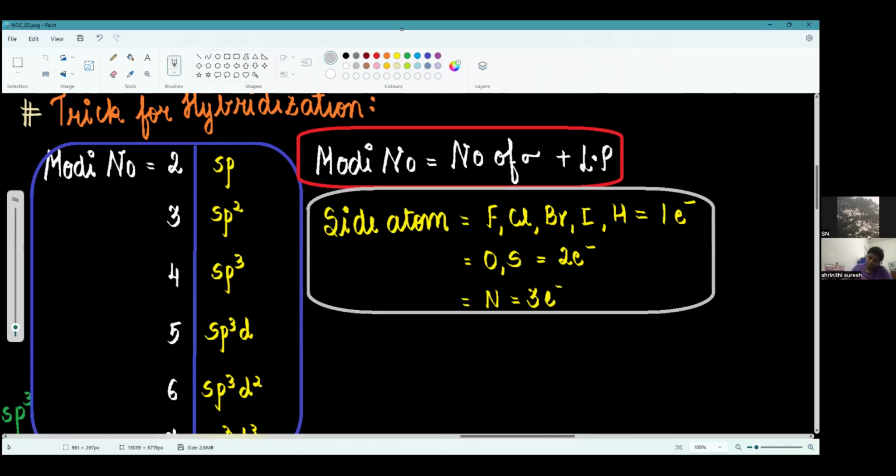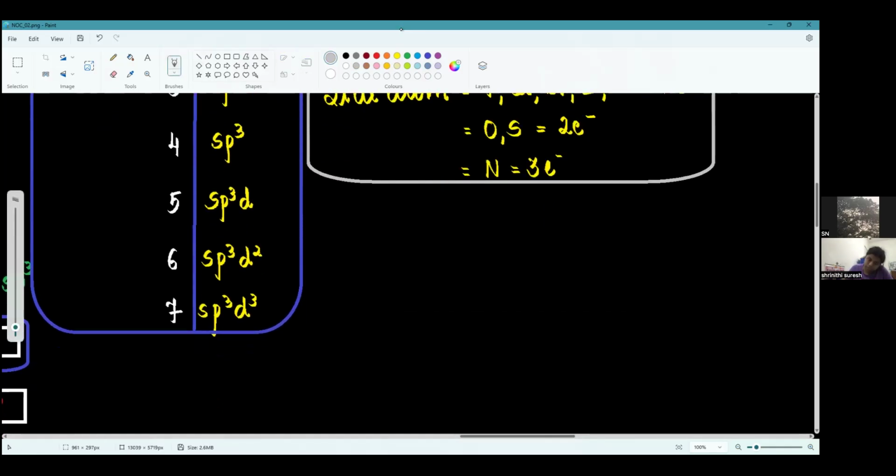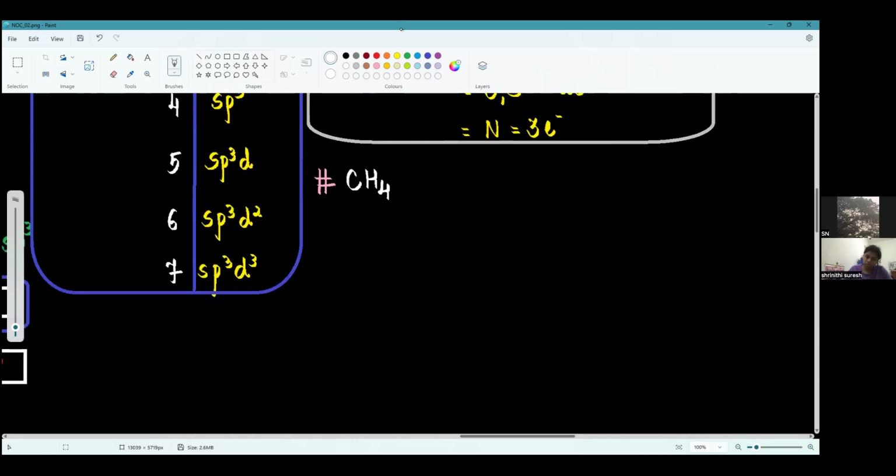Now let's try to find the Modi number. I will directly explain the shortcut with the help of one example. Suppose they ask you, what is the hybridization of carbon in methane? So let's find the Modi number. First you will find the number of lone pairs. And how are you going to find it?